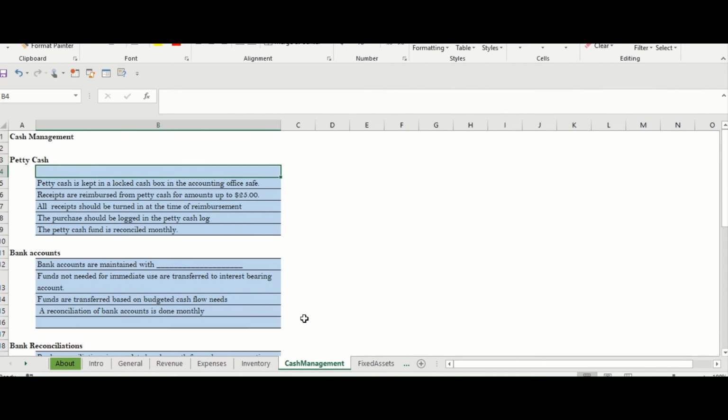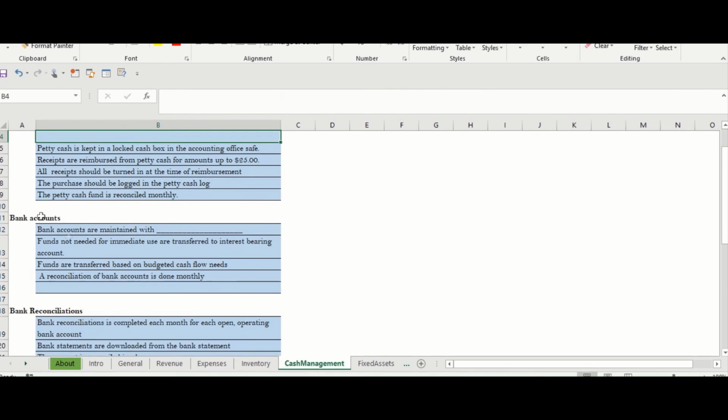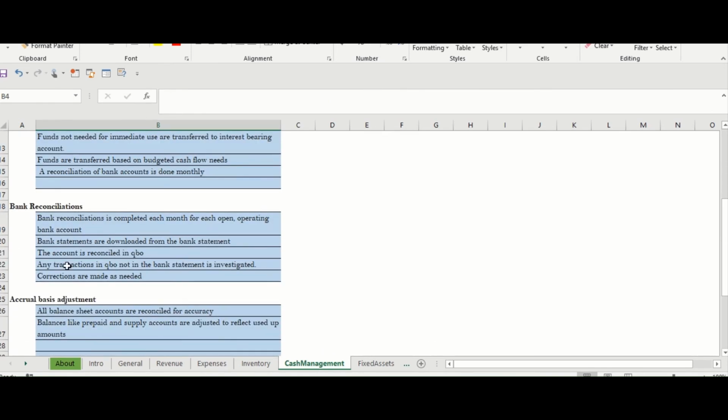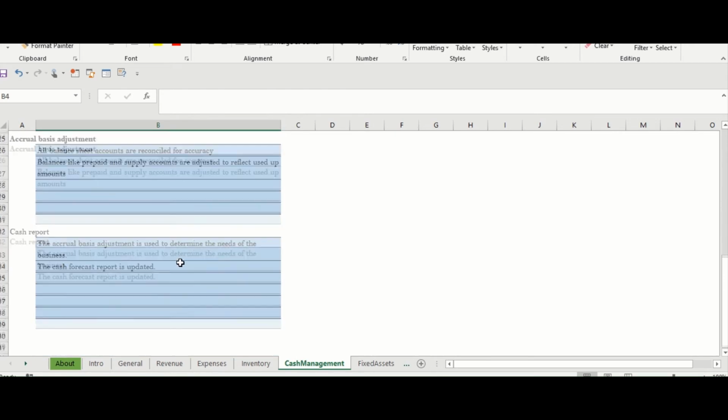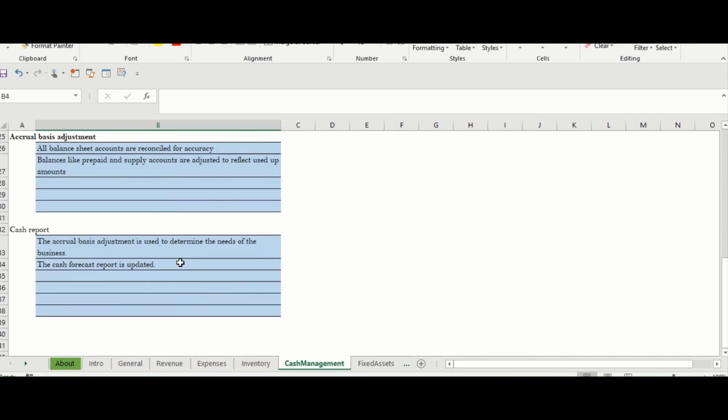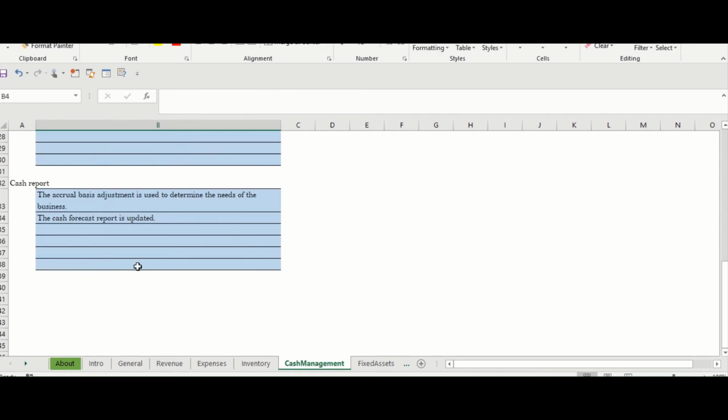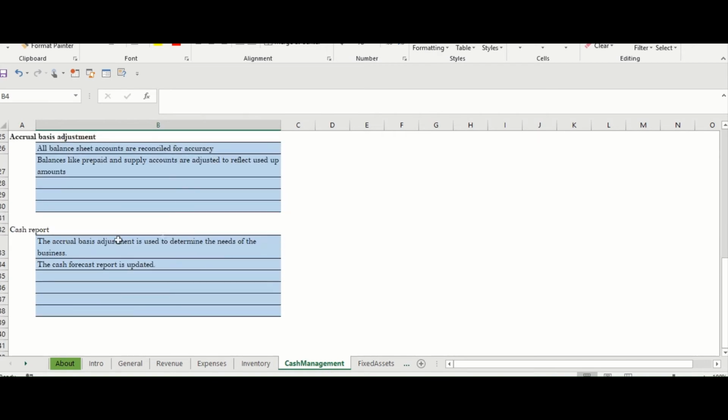Same thing for cash management. How do you treat petty cash? How do you treat your bank accounts? When do you do bank reconciliations? If you have different bases between tax and books, how do you make your accrual basis adjustment? Or if you're using the cash basis all year and you need to make an accrual basis adjustment at the end of the year, you need to have a process in place. Cash report, how do you report it? How do you do the forecast?